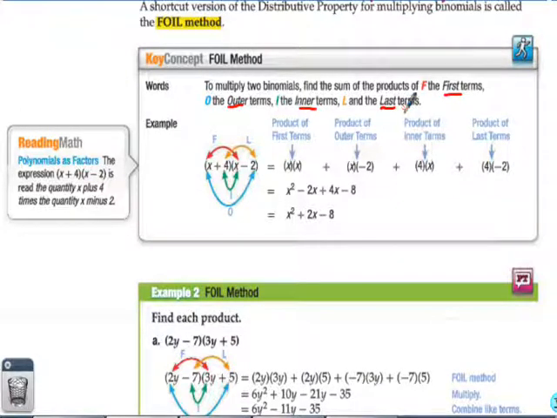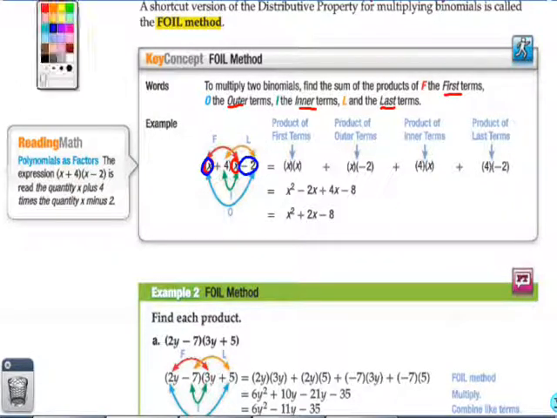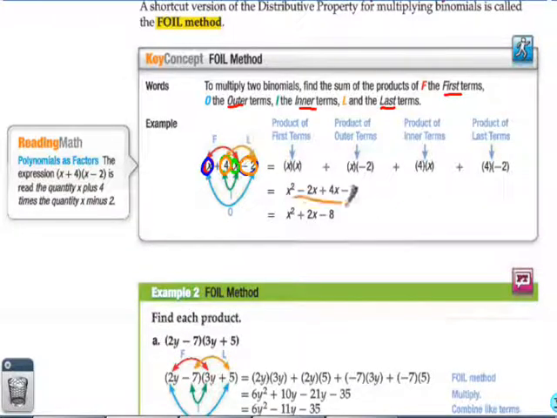When given this setup right here, we're going to go first terms times first terms. Then we're going to go outer term times outer term, and actually circle the sign there because that matters. Then we're going to go inner times inner, and then last times last. Okay? I do all that. My like terms end up being right here in the middle. I combine those, and I'm all set.